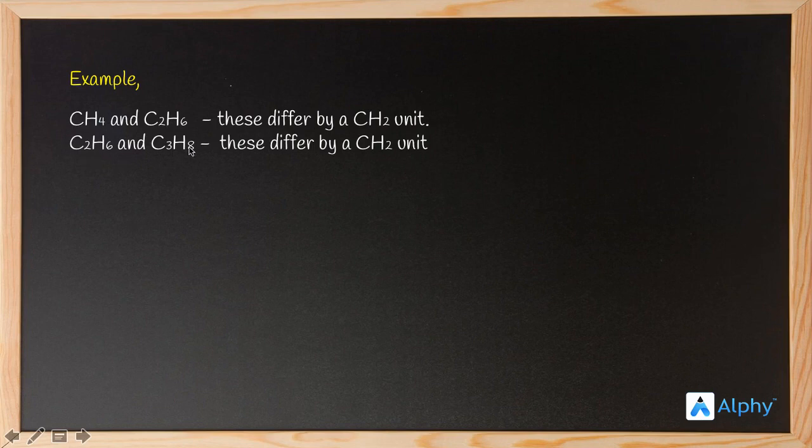Again, if you take the second example, C2H6 and C3H8, it is 2 carbons here and 3 carbons here, so a 1C difference, and 6 hydrogens here and 8 hydrogens here, so a 2 hydrogen difference. Again, differing by a CH2 unit. So we can say that these are homologues which differ by a CH2 unit, and they form a homologous series when arranged in order.